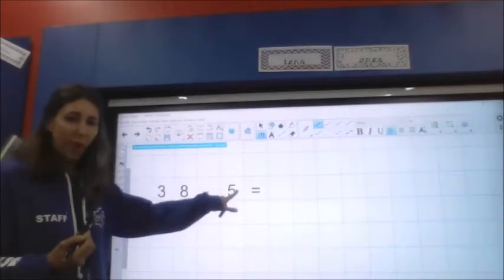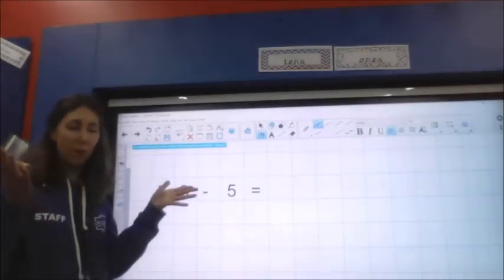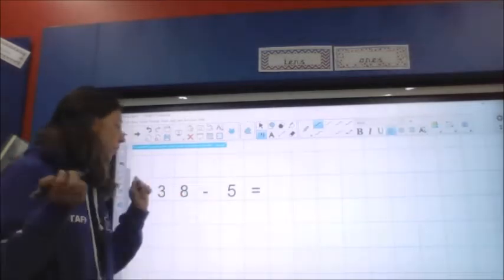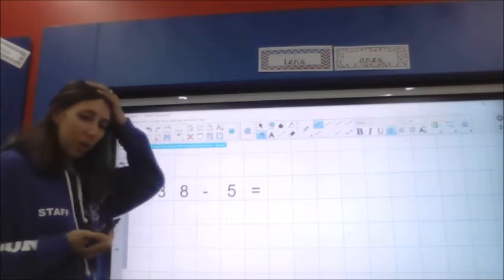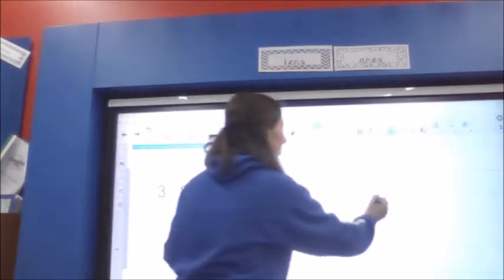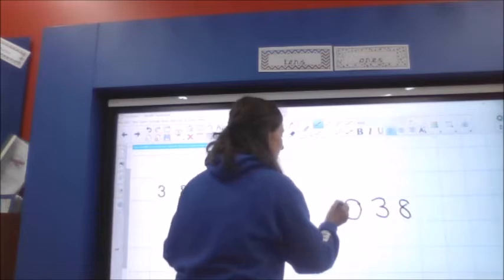I'm not going to put 5 in my head and count all the way up to 38, because those numbers are quite far apart and that would take quite a long time. That wouldn't be the most efficient way of doing it. So either 38 in my head, counting backwards 5, or if it helps me, I can draw my number line, 38. And 5 jumps backwards.